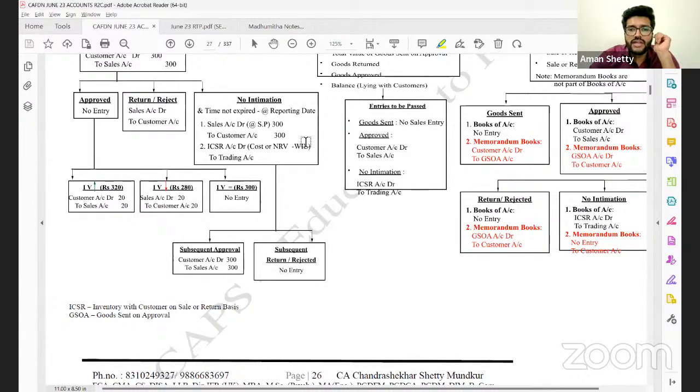Okay. Next. Under no intimation case, subsequent to the period. What do I mean by subsequent? That is after the reporting date, when it is subsequently approved. Since you had reversed the sale transaction earlier, you will record the sale transaction when it is approved. That is customer account debit to sales account. Did everybody understand this? Yes. And when it is subsequently returned or rejected, no entry is required because on 31st March itself the sale was reversed.